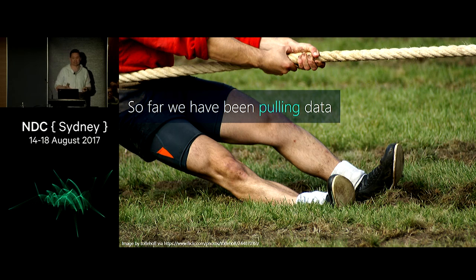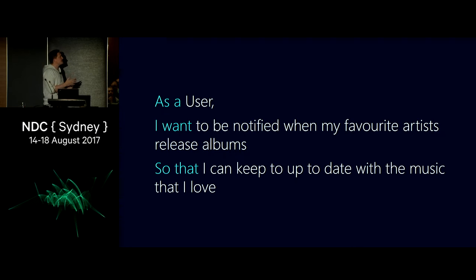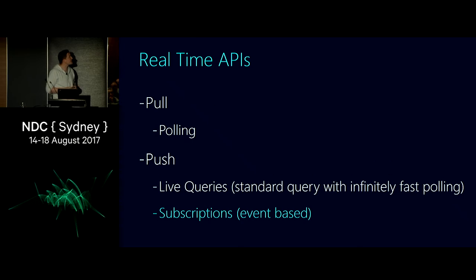So far we've been pulling data. What if we could push data back to the client? And this is what we hinted about before with subscriptions. So again, a requirement here: as a user, I want to be able to be notified when my favorite artists release albums so that I can keep up to date with the music that I love. In fact, many of the applications that we create today need this rich sort of interaction of data. It's not, I'm going to pull down some data and then nothing happens. As the user experiences that we're building become richer and richer, you really need to think about how the client could be informed when something happens on the back end.